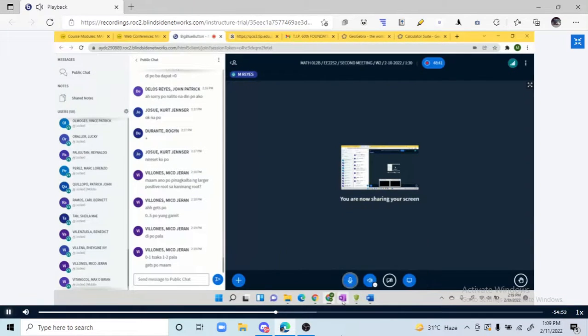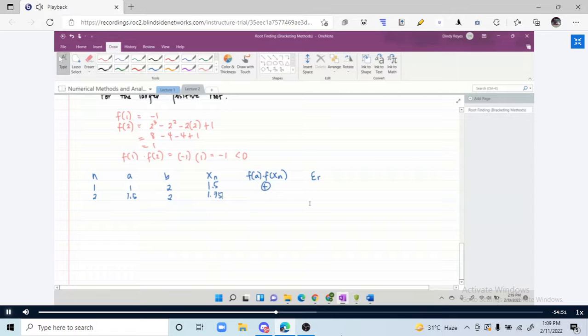So what's the sign? Positive, no? This is positive. So we change A pa din. Sorry, that's positive. So we change A to 1.75 and then B remains to be 2. Now what is X sub N? Kindly compute for the relative error in the second iteration.